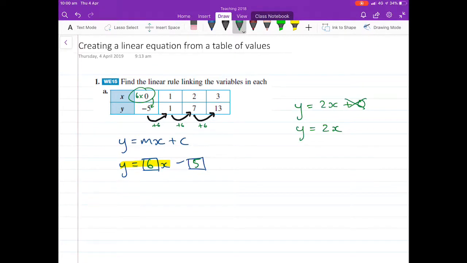We're just going to go and test it now. 6 times 1 is 6. Take 5 gets us 1. 6 times 2 is 12. Take 5 is 7. 6 times 3 is 18. Take 5 is 13. So very simple. All right.